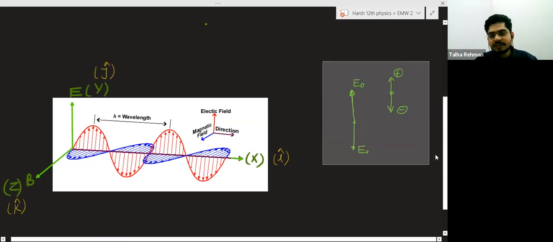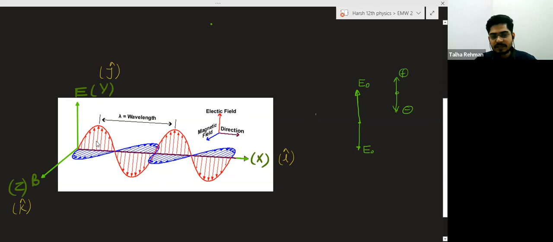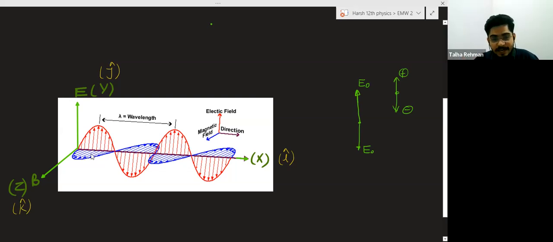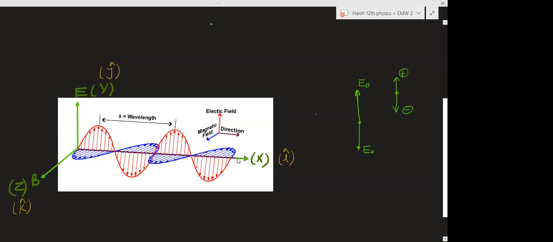This oscillation of the electric field is taking place along the y direction. Same is the case with the magnetic field along the z direction. And remember that this electric field arrow and the magnetic field arrow are perpendicular. So you can say the electric field oscillation and the magnetic field oscillation are perpendicular to each other. And one more important thing here, the electric field and the magnetic field are also perpendicular to the direction of the propagation of the wave.